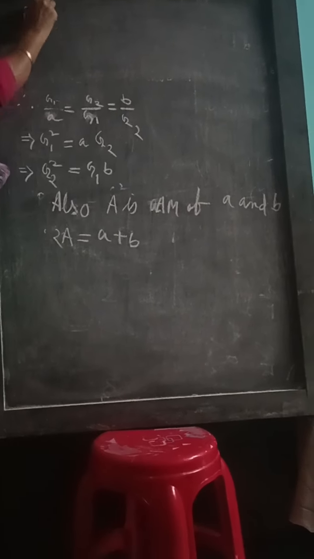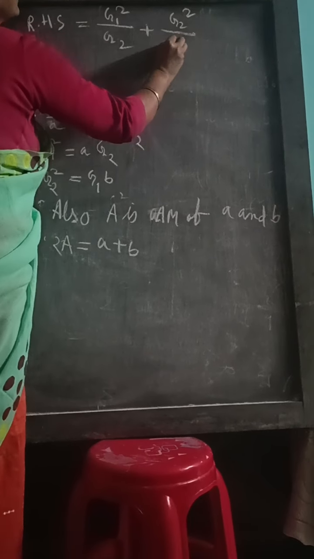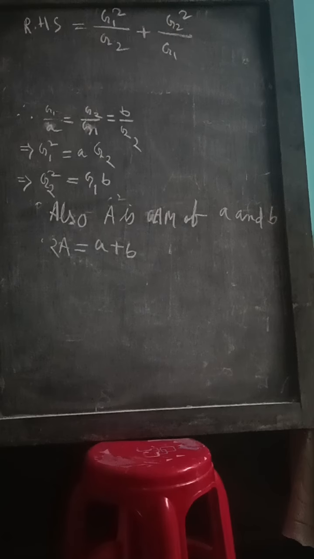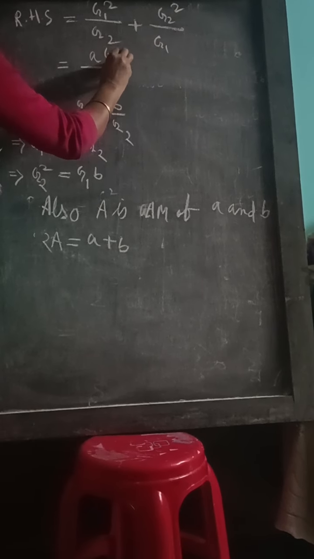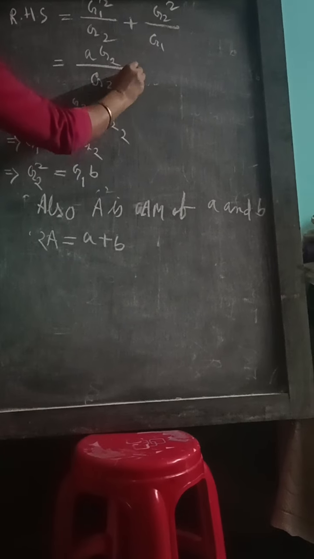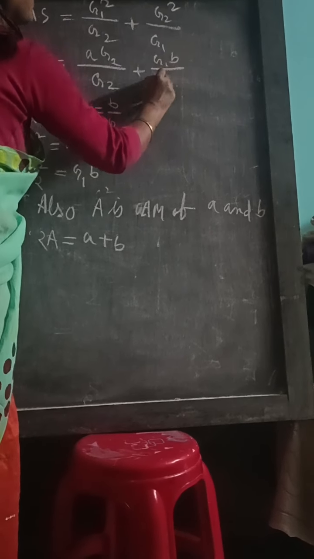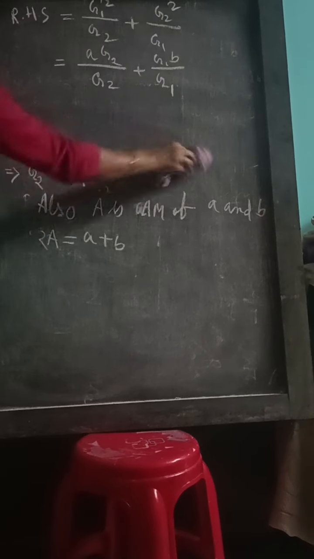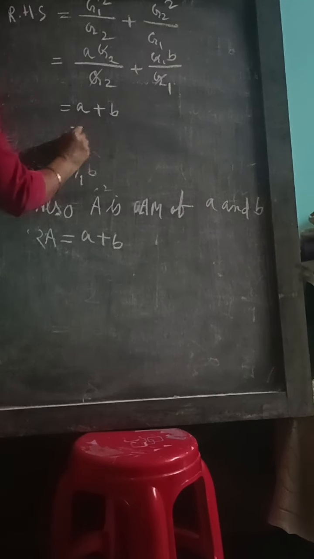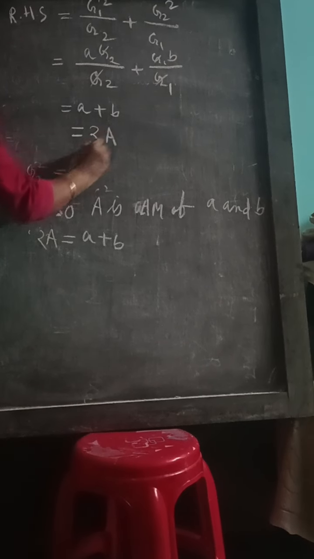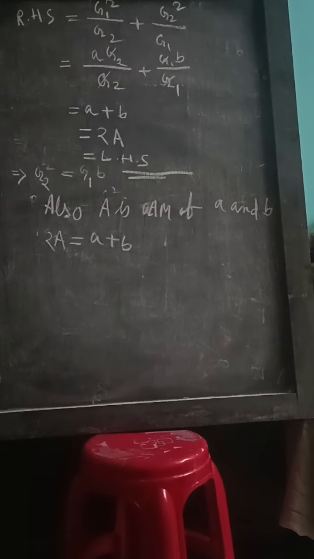Now write down RHS: G1 square by G2 plus G2 square by G1. Now substitute the values. G1 square is equal to what? A G2. So A G2 by G2 plus G2 square, what? G2 square equals G1 B, so G1 B by G1. Now see, this cancels, equal to A. What cancels? G1 cancels, plus B, and A plus B is equal to what? Twice A. Yes, this is what we have to show. Do you understand clearly?